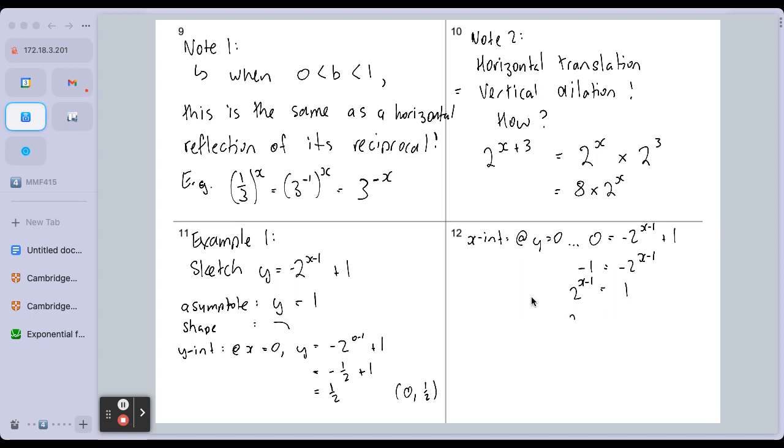Excellent. So you can do it literally or just do it, but remembering that 1 is equal to 2 to the power of 0, well done, Pip, we can now say x minus 1 equals 0. So we call this equating powers or equating exponents, and so x is equal to 1.